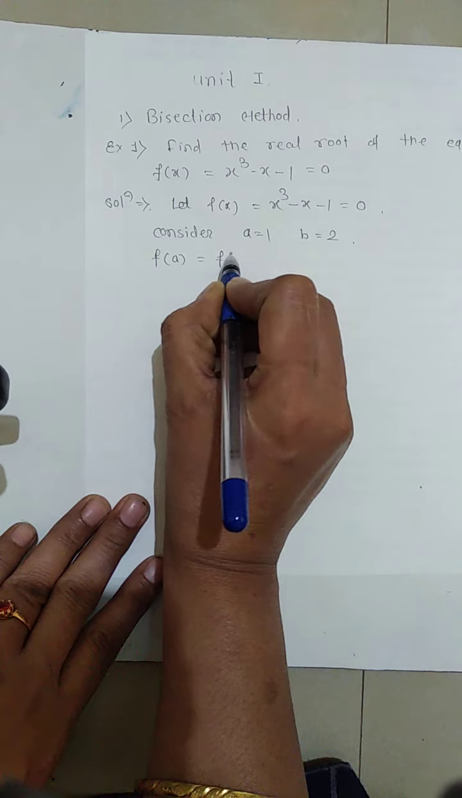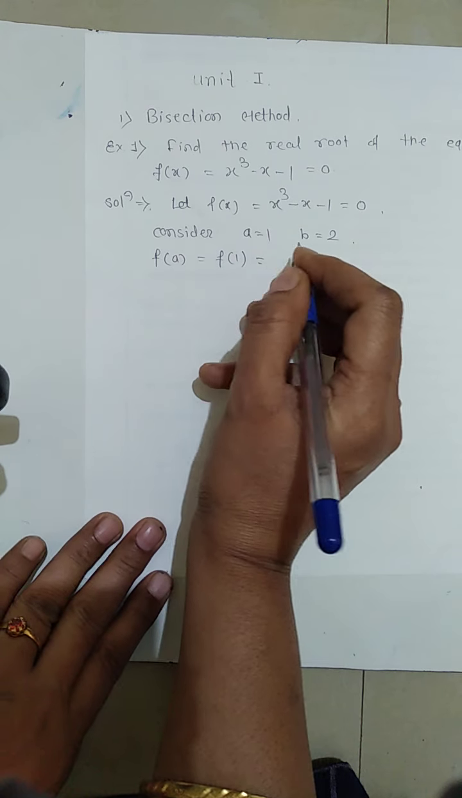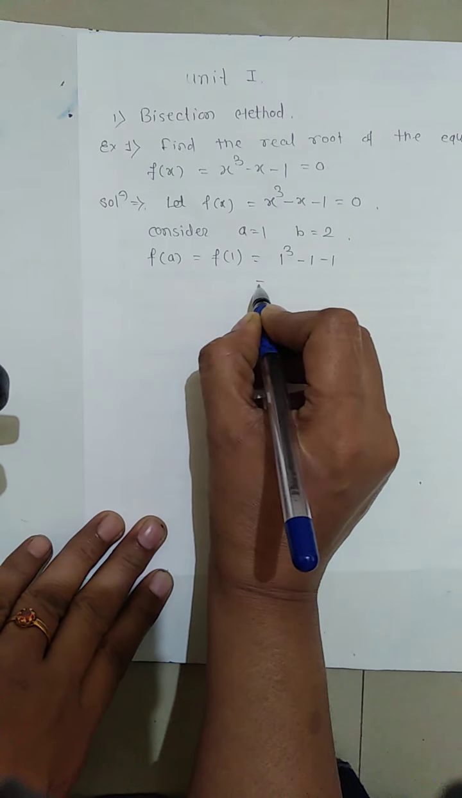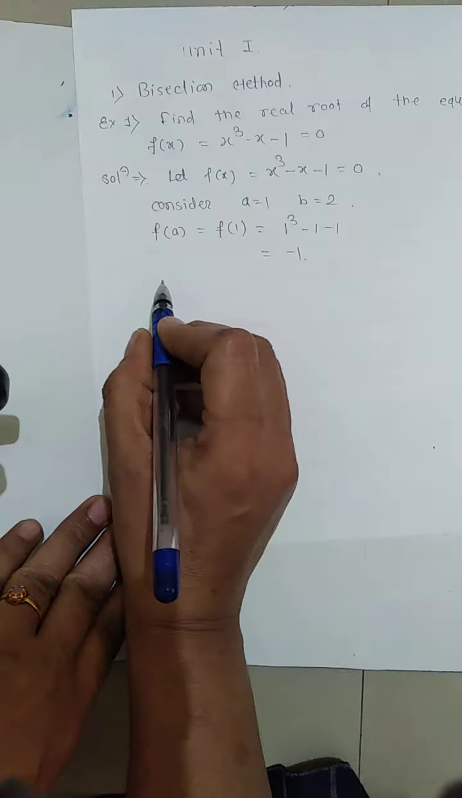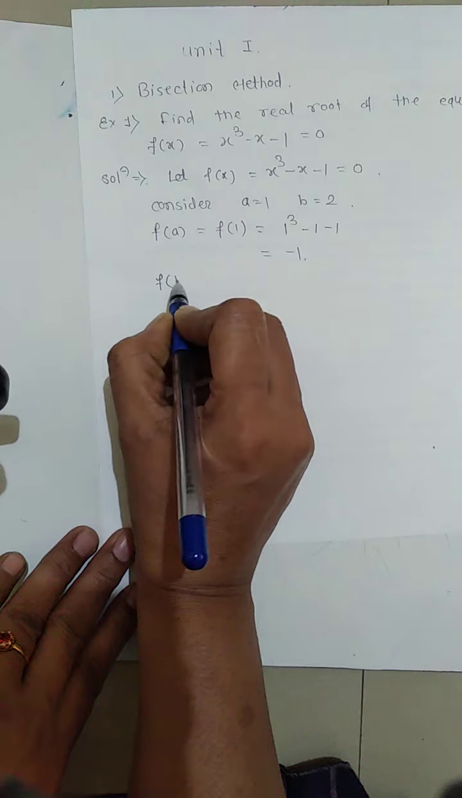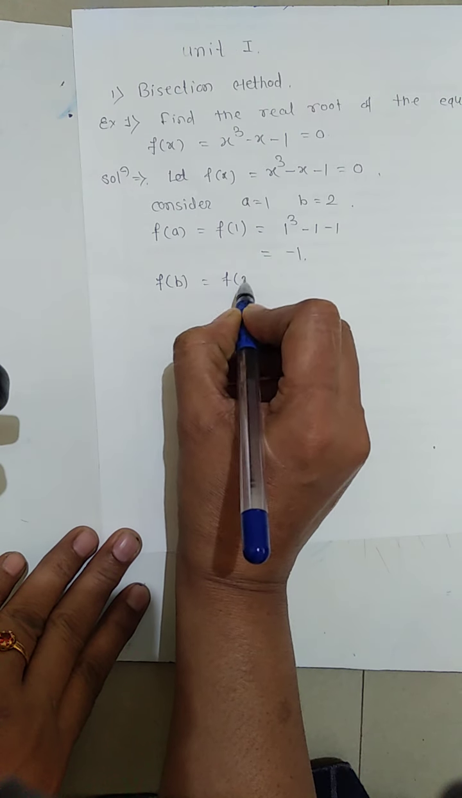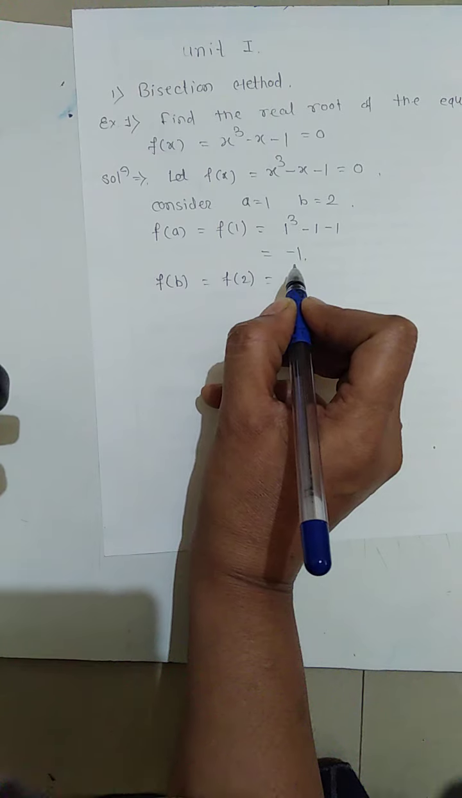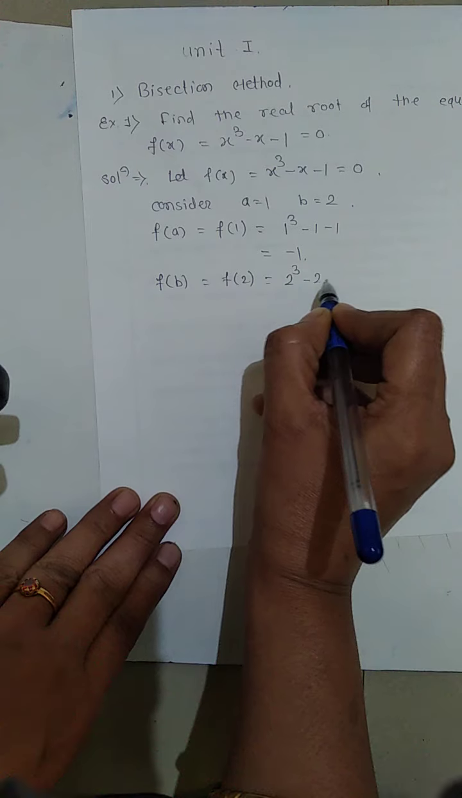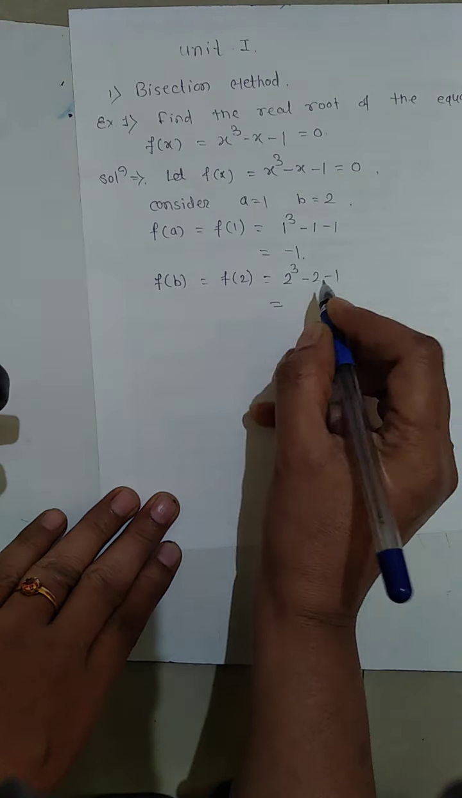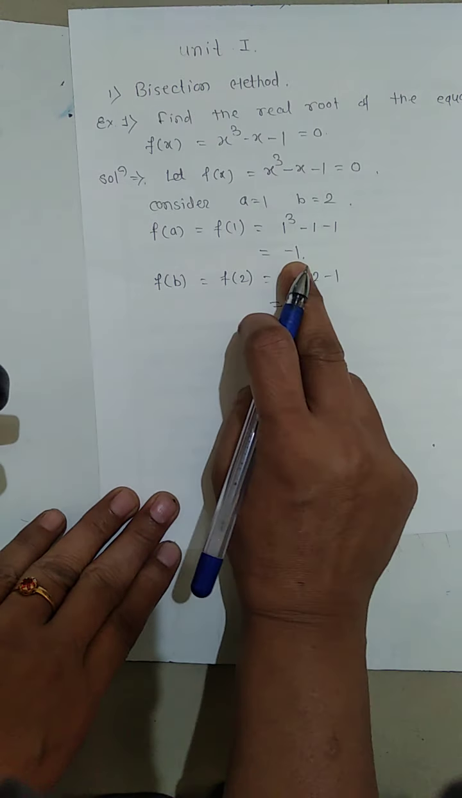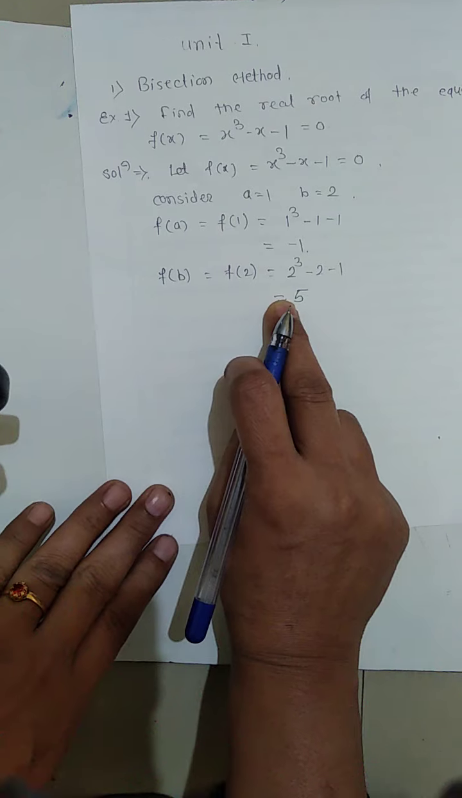Put a = 1, then f(a) = f(1) = 1 cube minus 1 minus 1, which is equal to -1. Second, put b = 2, then find f(b) = f(2). Put the value of x = 2. In this problem, 2 cube minus 2 minus 1, and after solving, the value is 5. Here f(a) = -1 and f(b) = 5.